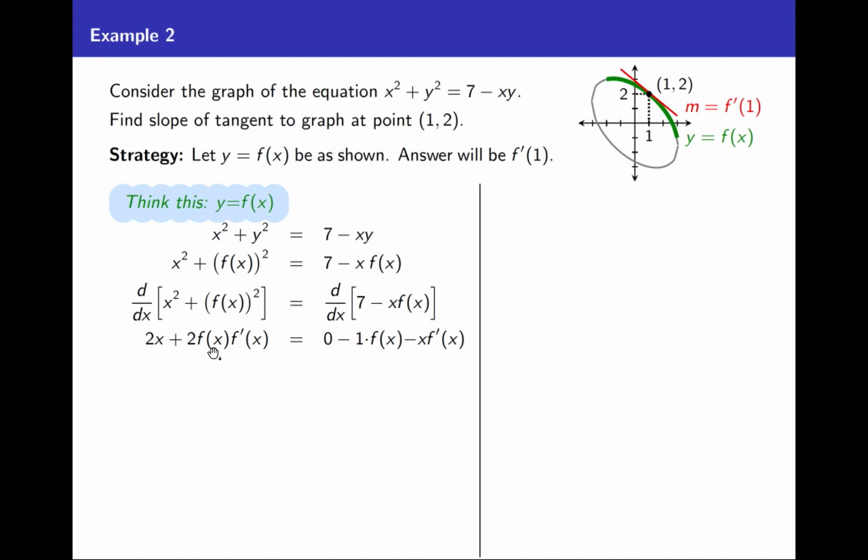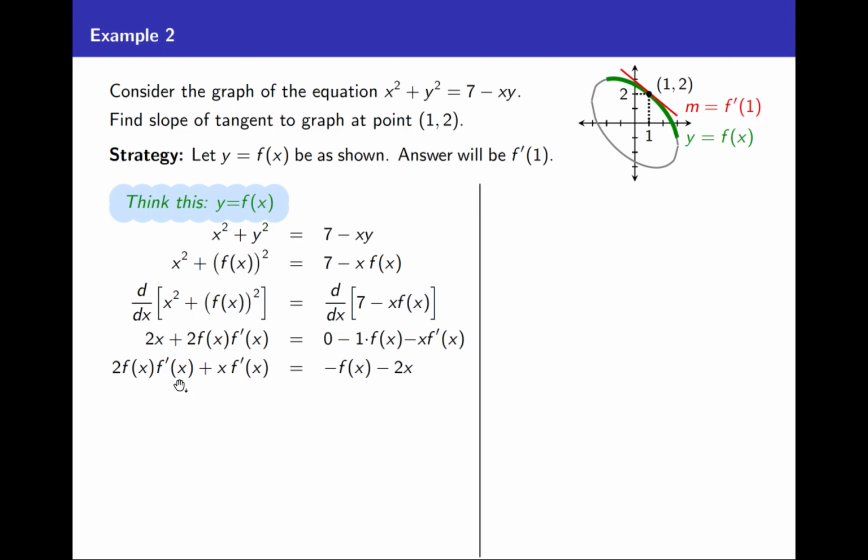So the first thing you should do is to solve for f prime of x, isolate the terms that have an f prime of x in them. You could add a minus x f prime of x to both sides to get this term over there. And you could subtract a 2x from both sides to get this 2x over to the other side. And when you do so, you're left with 2 f of x f prime of x plus x f prime of x equals the minus f of x from right here minus the 2x that came across from the other side.